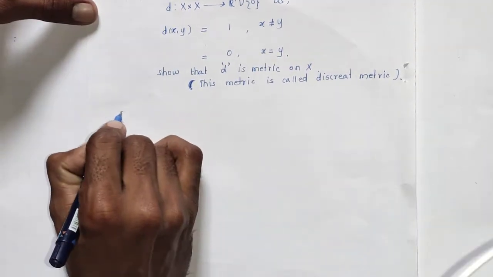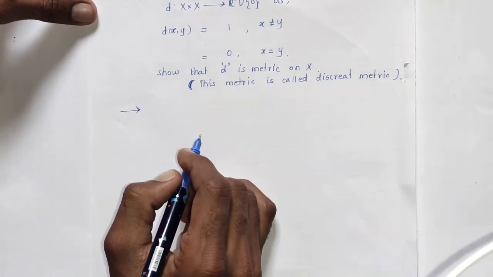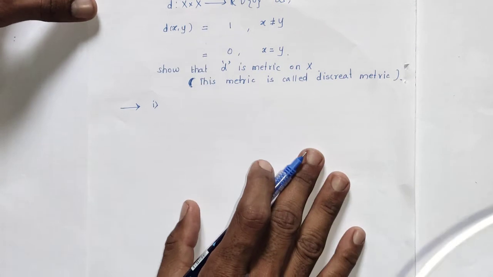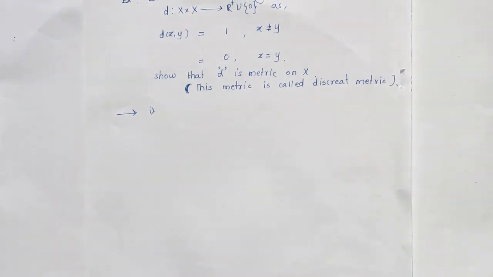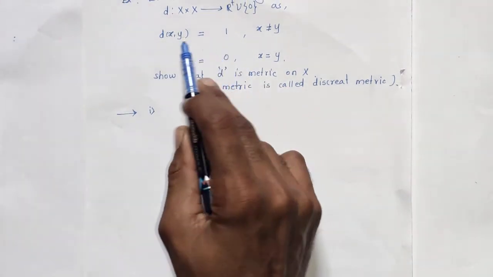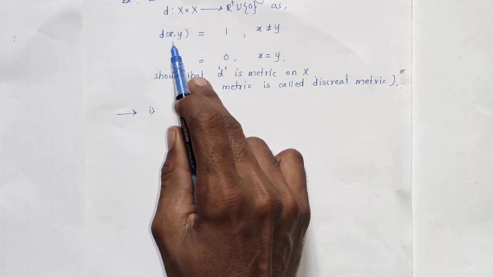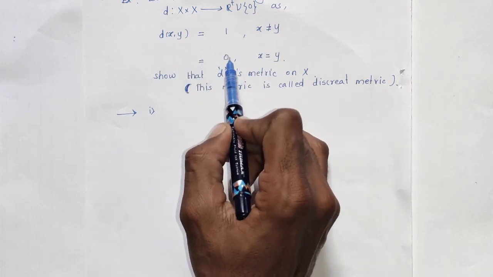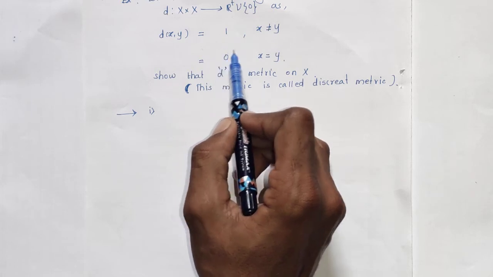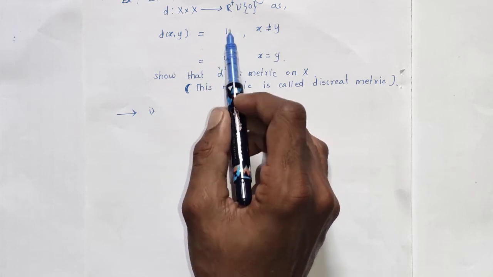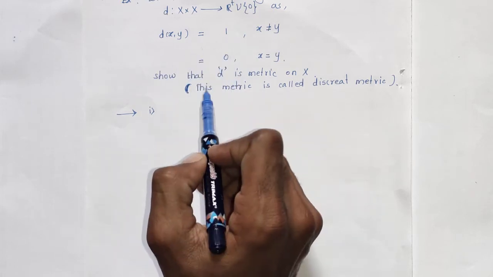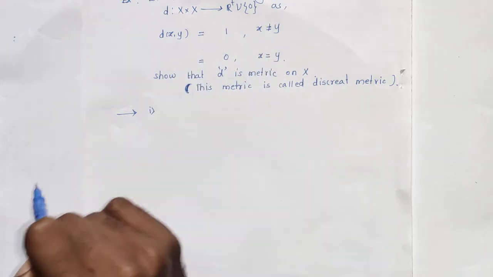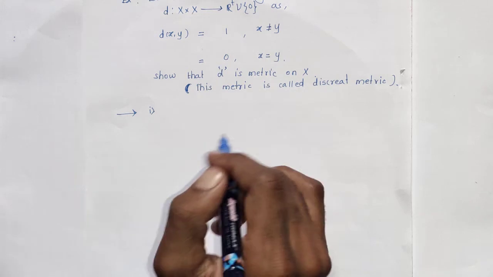So, to solve this example, first of all we will prove the non-negativity. Here clearly we can say that there are only two values of function d, that is, whenever we apply d on the ordered pair xy, we get either 1 or 0, and these two values are greater than or equal to 0. So, distance of xy is greater than or equal to 0 for all x, y belongs to X, that is, our function d satisfies non-negativity.